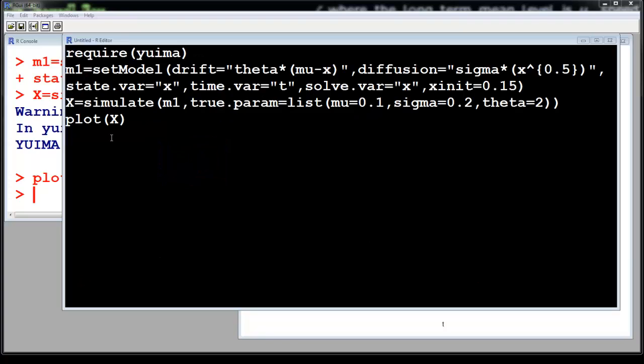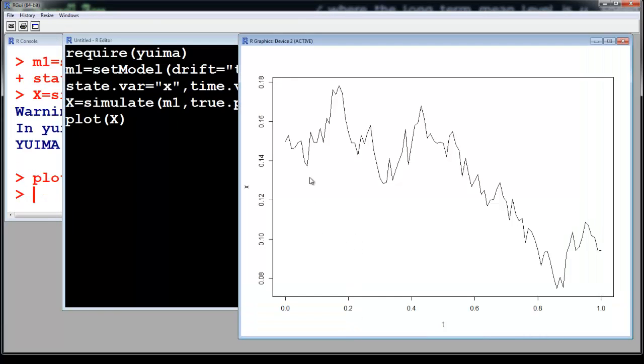So now let us do this in R. This is the CIR model. So you have this theta, diffusion is x to the power of 0.5, state variable is x, time variable is t. I have taken the initial value as 0.15. Let us just run it. And here you get the Monte Carlo simulation. So you're starting at 0.15.